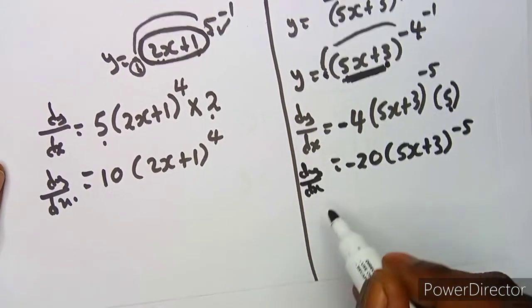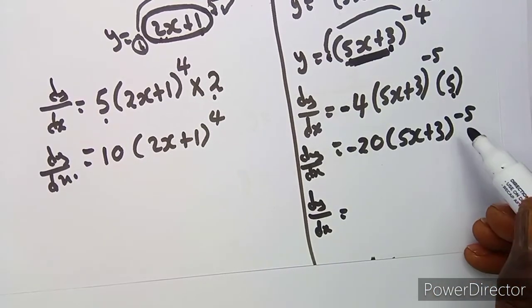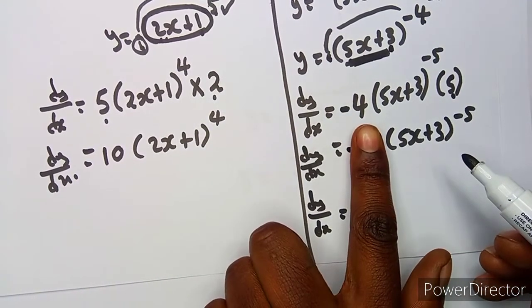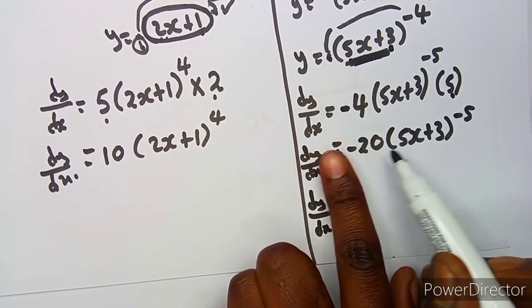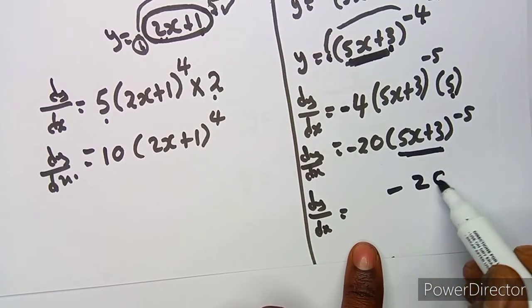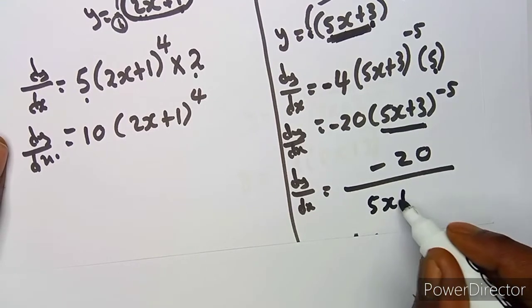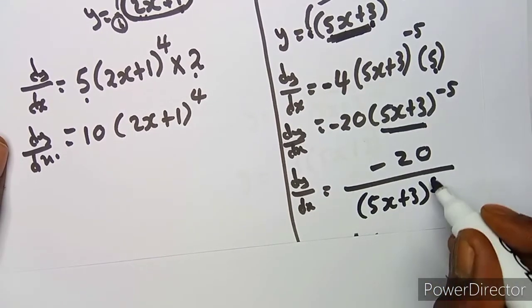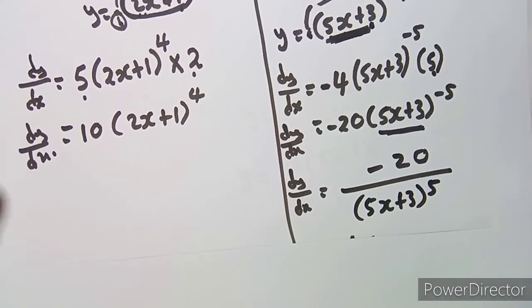All right, we are still together. So our dy/dx now is going to be, this is a negative exponent, and it's the exponent of the bracket 5x plus 3, not of this minus 20. So minus 20 is going to remain on top. Then you write it as over (5x plus 3) to the exponent of, now it will be a positive 5. The moment it's written as 1 over, it is now a positive exponent.